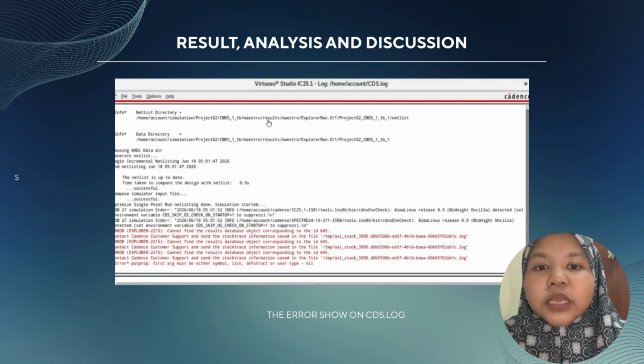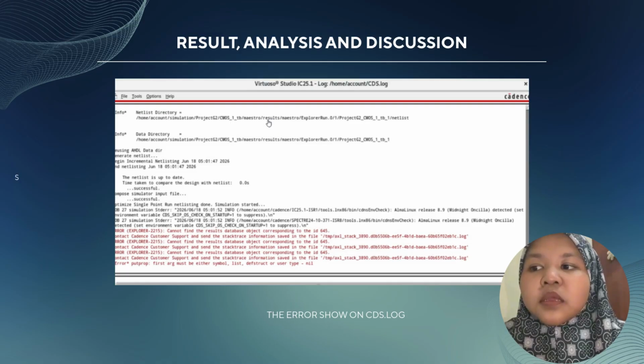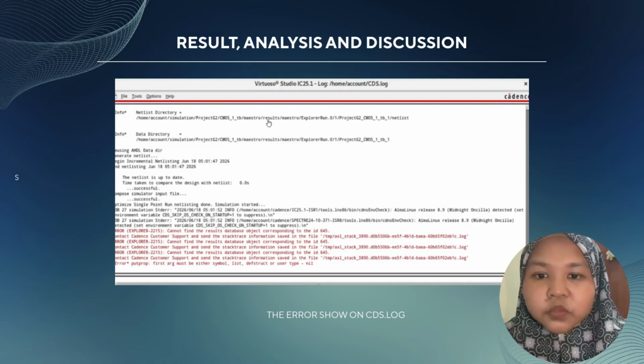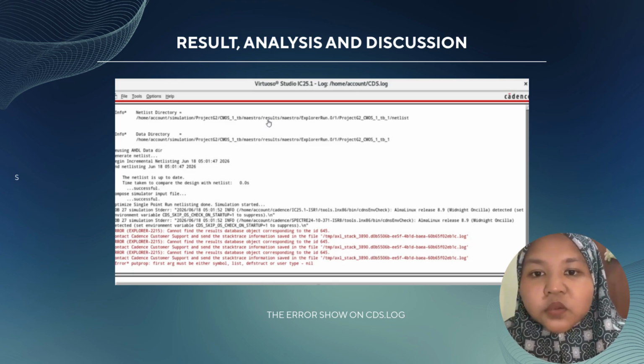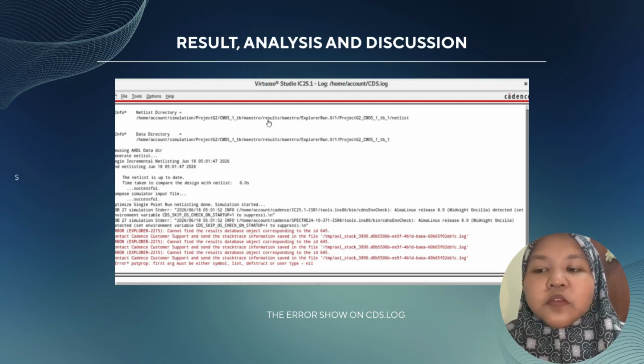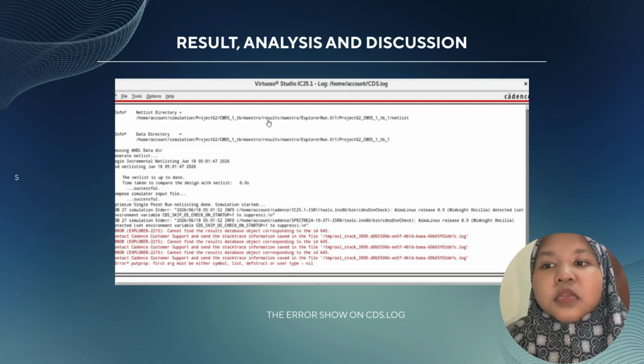Lastly, after we checked the home accounts for cds.log, we got a few errors, and we have tried many times to solve this part, but we failed to solve it. We only got the process level, CMOS logic gate, inverter symbol and modified inverter for this project.